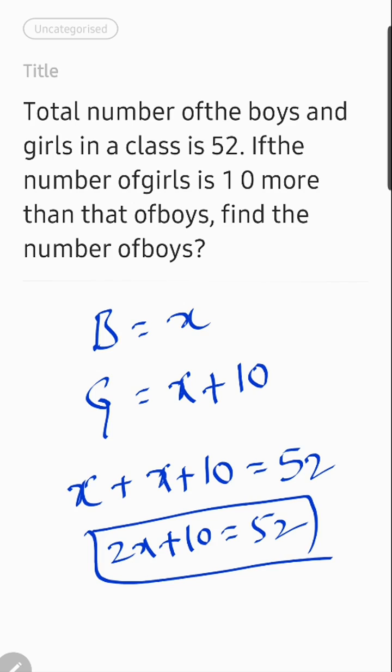The making of the equation is very important. From here onwards, we have to solve for x. So 10 goes to that side, and 52 minus 10, these things you know. If you don't know, watch another video once again. I already solved equations in one video, just watch that. So this is the equation we got. In this way we can make equations.